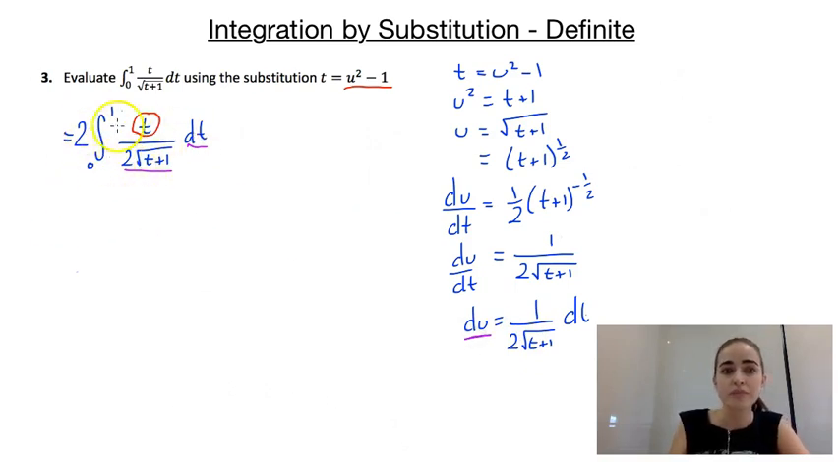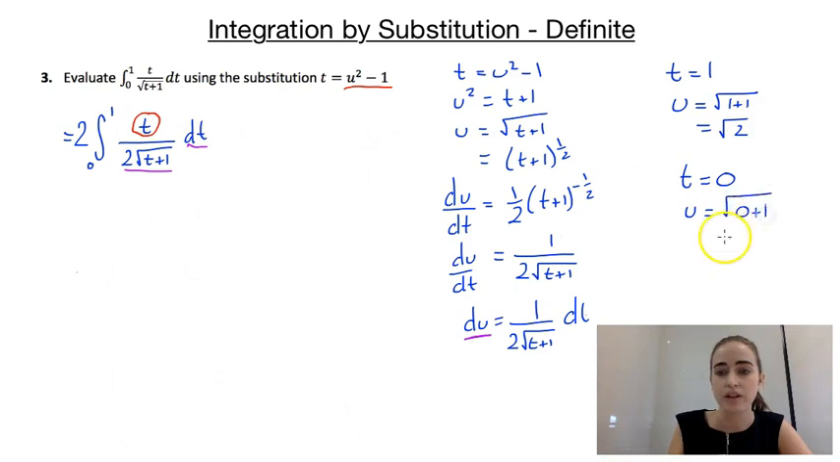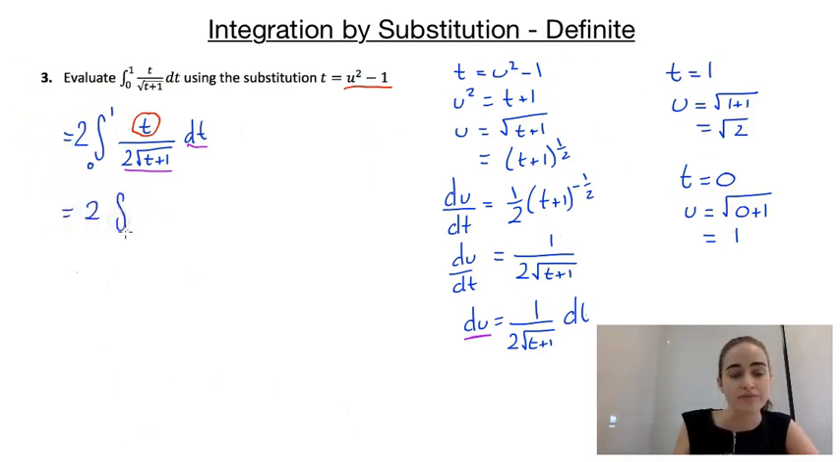So before we do those replacements, we need to figure out our new bounds. So when t was equal to 1, which was our upper bound, that means that u, using this formula here, is going to be equal to the square root of 1 plus 1, so the square root of 2. And when t was equal to 0, which was our lower bound, we're going to have u is equal to the square root of 0 plus 1, which is just the square root of 1, which is 1. So now we can substitute all of that in. So my integral is going to become 2 times the integral between 1 and root 2 of u squared minus 1 du.